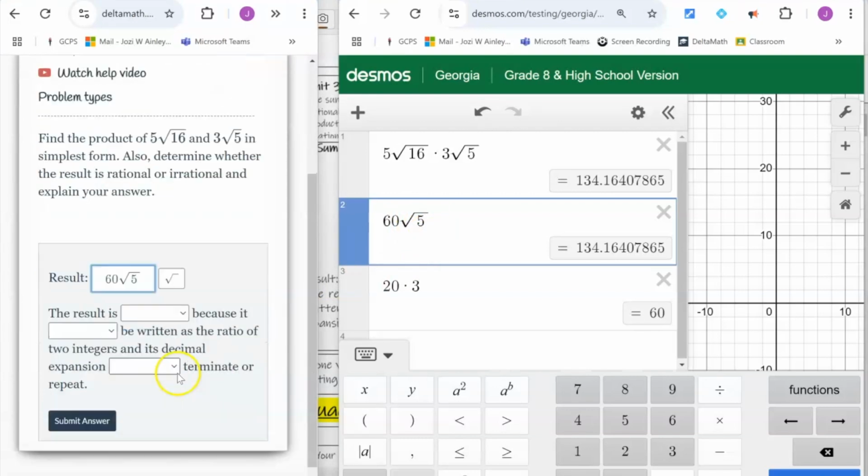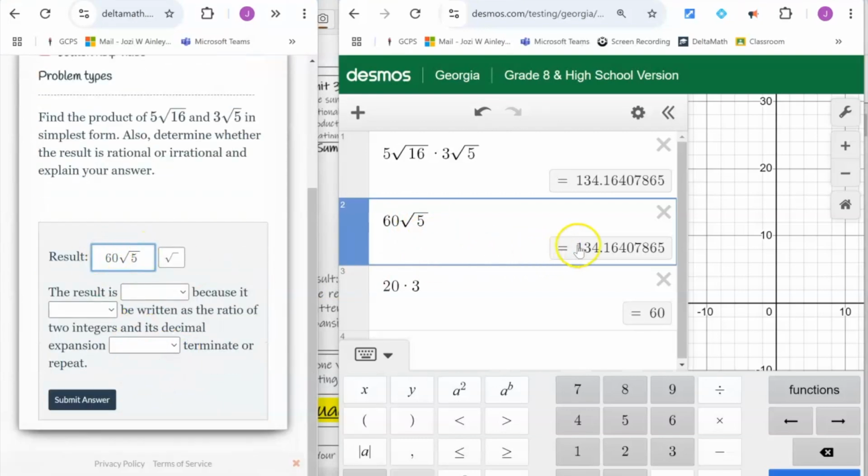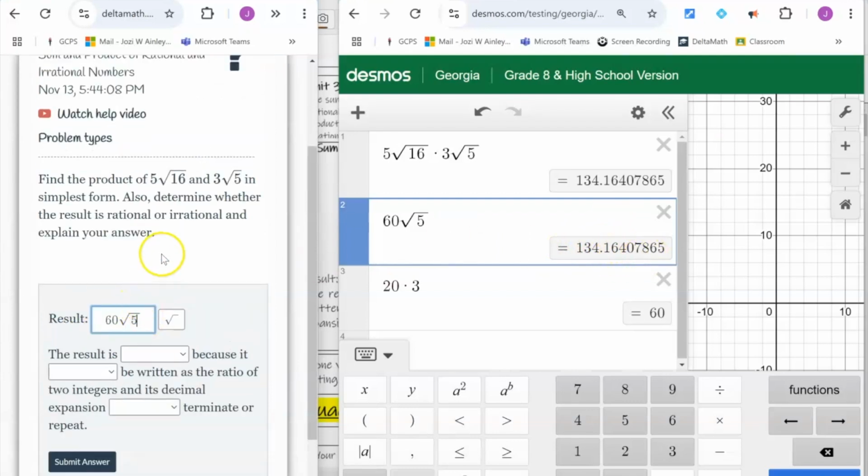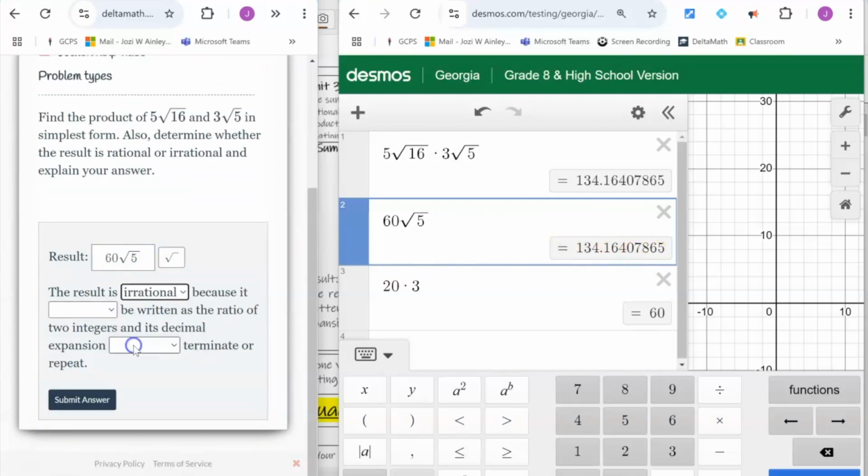So I will do another one again. Now that I've gotten this answer, it's 134.1, and so on. Let's talk about rational and irrational. This is irrational. Why? Because it cannot be written as a ratio of 2 integers, and its decimal expansion does not terminate or repeat. Look at it. Does it terminate or repeat?